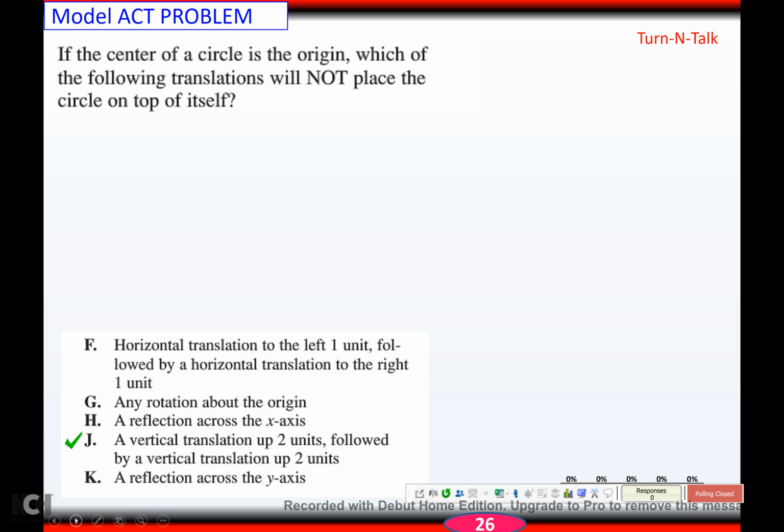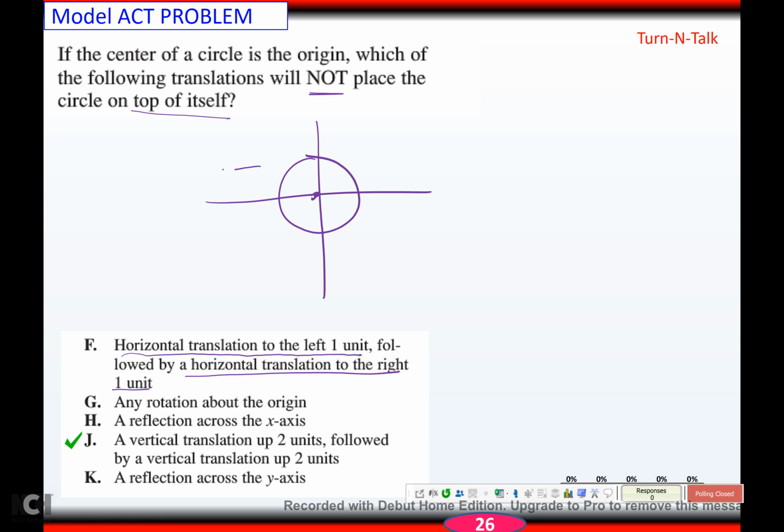And hopefully you got J. It says if the center of a circle is the origin, which of the following translations will not place the circle on top of itself? Well, if you went horizontally left 1 unit, and then you went back 1 unit right, you're just going to move this way and then back to the same place you were. So that circle would be on top of the other one.